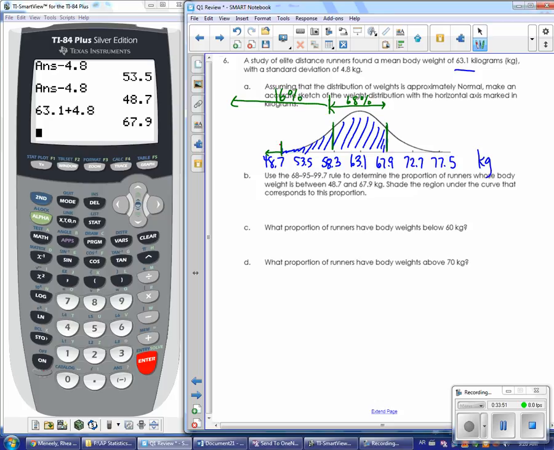So this is 3 standard deviations below. This would be 3 standard deviations above. I know that's 99.7% of my data. That means 0.3% is going to be on the tails, or 0.15% below. And so I want to subtract that away.